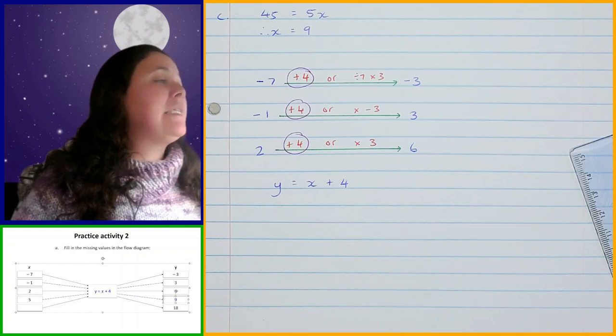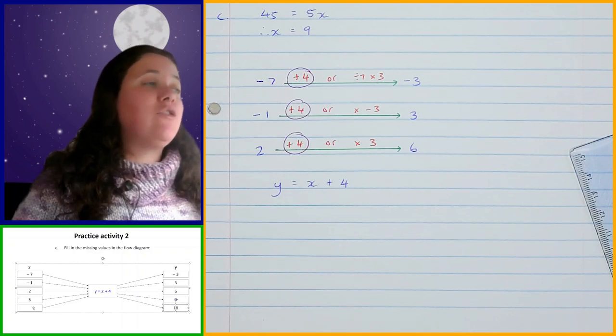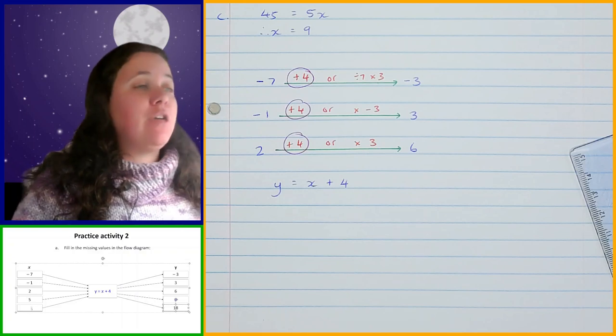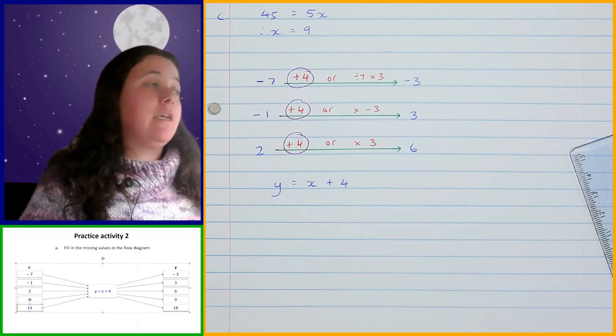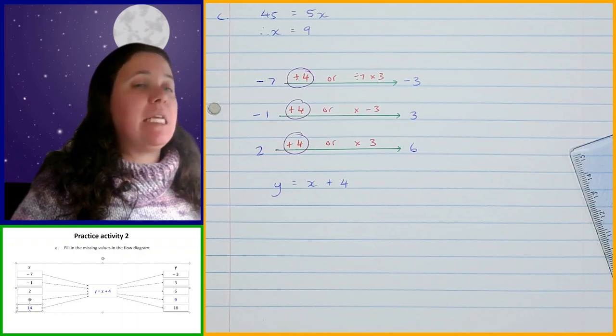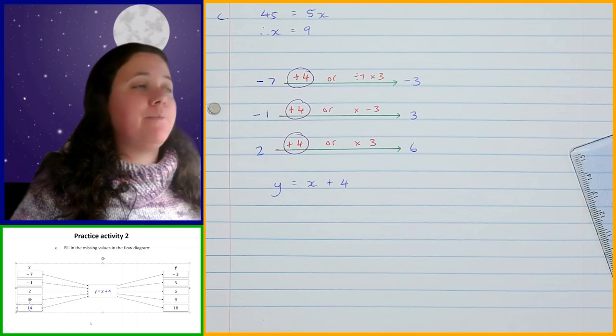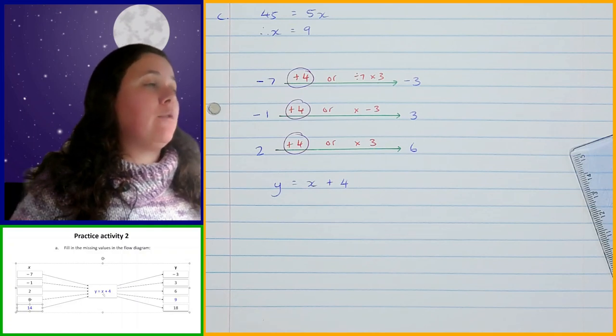If your output is 18, what was your input? What do I have to add 4 to get 18? I have to add 4 to 14 to get 18. So 14 plus 4 gives me 18. So that's what you should have got for those values in this flow diagram. Your rule is y equals x plus 4. Then this missing output was 9, your y value over here was 9, and your x value over here was 14.